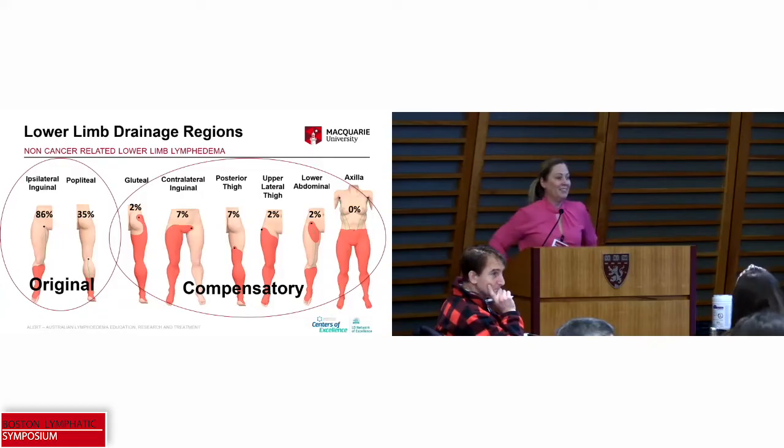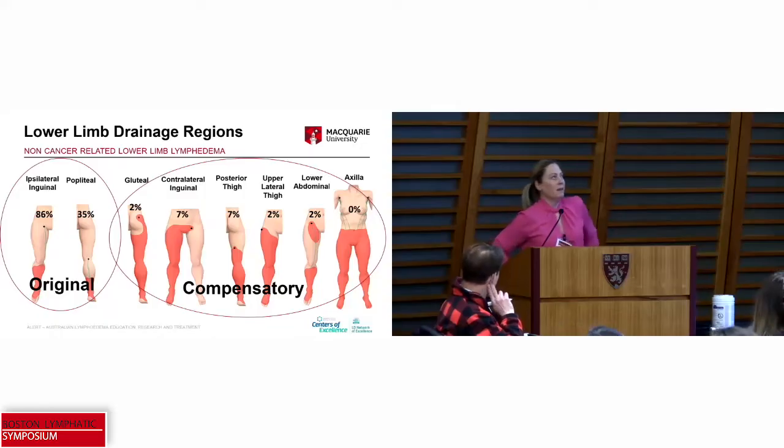Hi, I'm just curious with the percentages where the transport goes to the original at-risk side. Is there any sort of tipping point that you've noticed where if there's more nodes that were involved or taken out or radiation to the area versus not, is there any sort of data or anything you've observed that has changed that drainage pattern? Do you know what I mean?